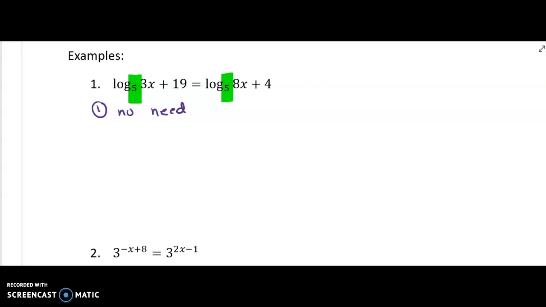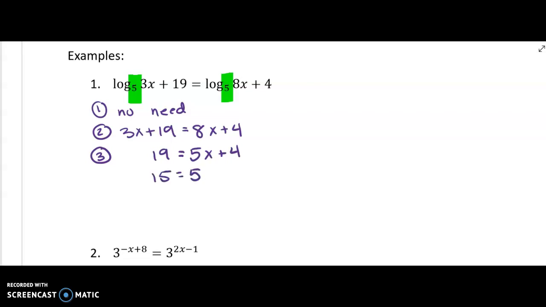We can just go ahead and move on because step 2 is set the insides equal to each other. Okay, so now they are equal to each other because they have the same base, and now we're going to solve. So I'm going to subtract 3x from both sides. So I get 19 equals 5x plus 4. Subtract 4 from both sides, and I get 15 equals 5x. Divide by 5 to both sides, and I get x equals 3.